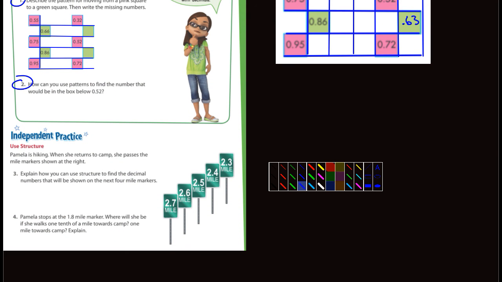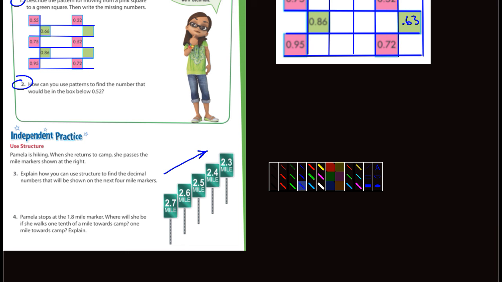Pamela's hiking. When she returns to camp, she passes these mile markers at the right. Number 3 says, explain how you can use structure to find the decimal numbers that would be shown on the next 4 mile markers. Well, I don't know. Which way is she traveling? It doesn't really say. Is she going in this direction or this direction? It's kind of confusing. Let's assume that she's going in this direction from left to right.